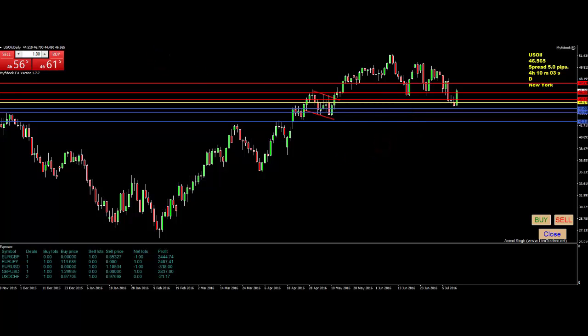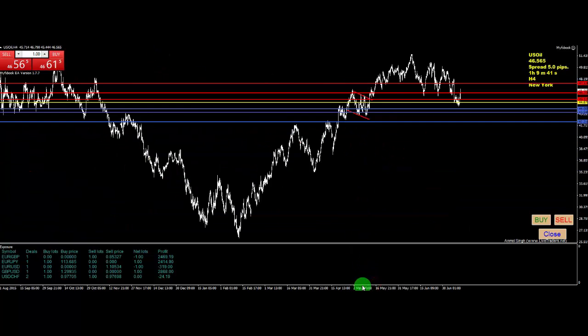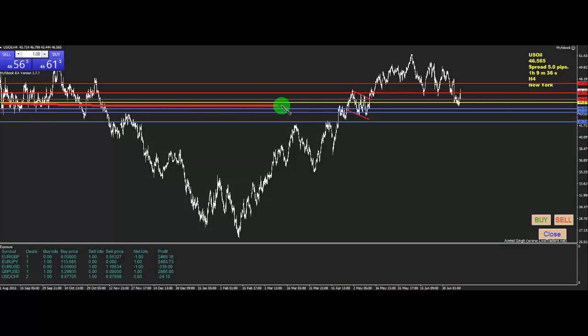But it found support at a pretty good level. So yeah, you see how this level is pretty big. So it's probably going to continue higher. Bounced here so many times. It's a pretty big level, so it can move back up from here.